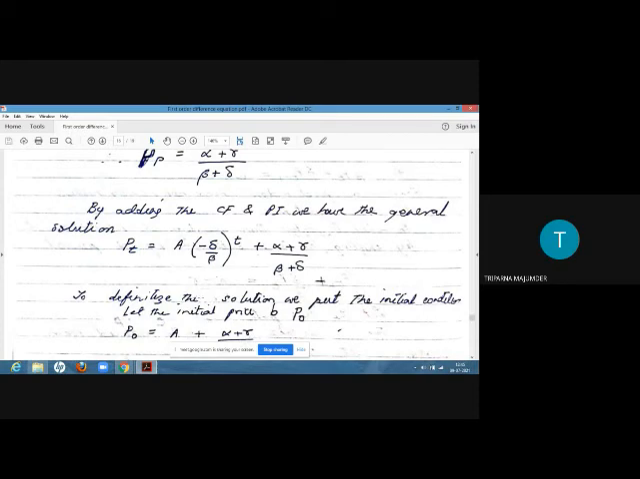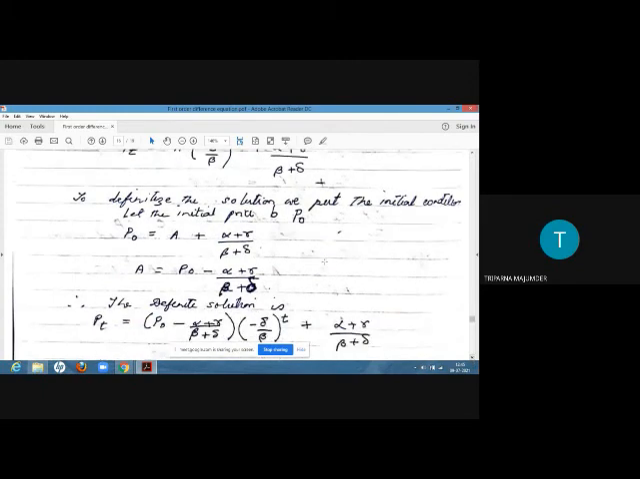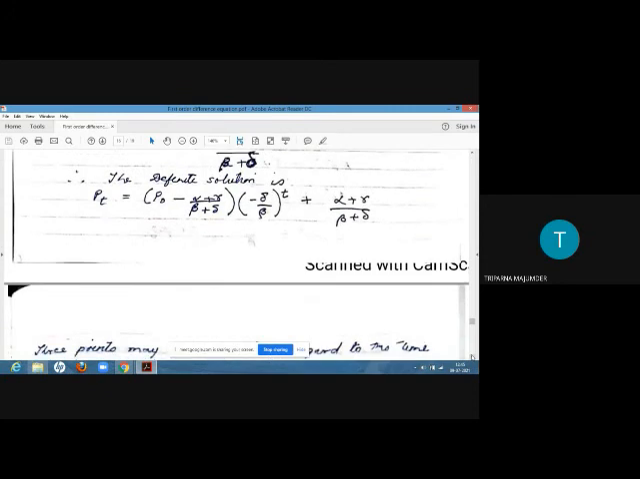To definitize the solution, we put the initial conditions. Let the initial condition be P_0. So P_0 is equal to A plus alpha plus gamma over beta plus delta, which gives us the value of A as P_0 minus alpha plus gamma over beta plus delta. We substitute the value of A in our general solution to get the definite solution of this nature.